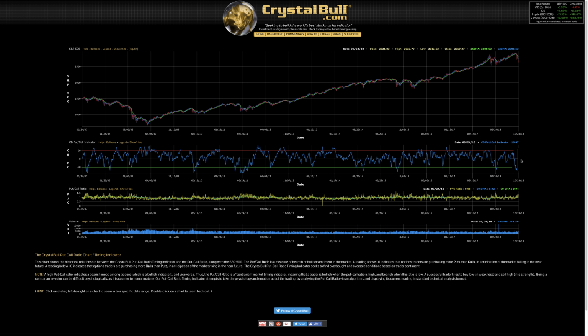Here is the put-call ratio. You can see this yellow, that's the put-call ratio. It's a bunch of noise, but Crystal Bull has built an indicator out of the put-call ratio. Look at where it crosses into the green. It's picking up these pullbacks. It picked up this one nicely. It picked up this one nicely. It picked up this bottom. It picked up this bottom. And it's right now picking up this as a bottom.